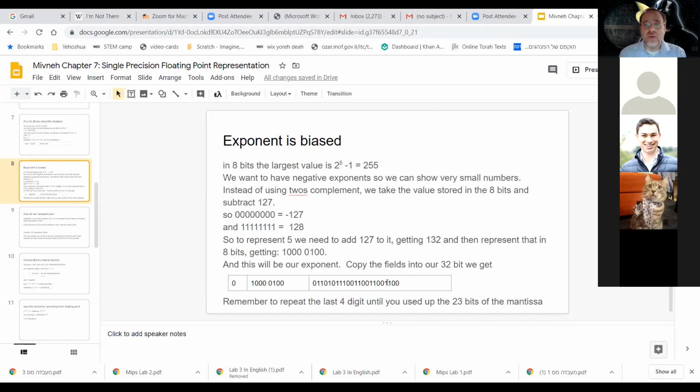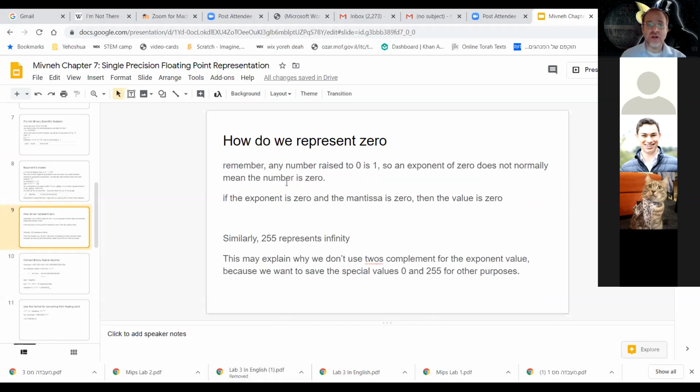And how am I going to write 0? So the answer is they just made an exception. If the exponent is 0 and the mantissa is 0, then the value is 0. They just made a rule like that.